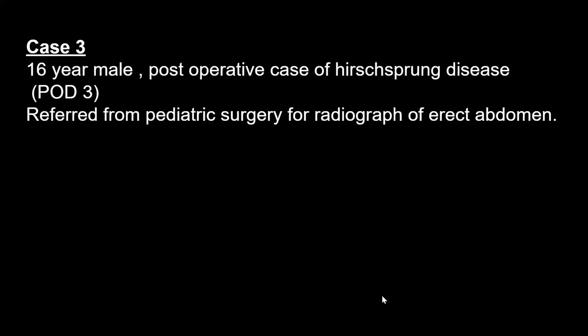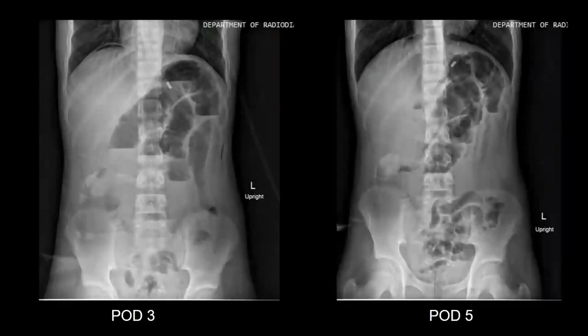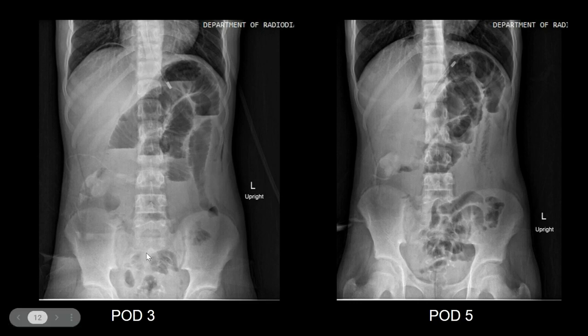Coming to case 3, a 16-year-old male, postoperative case of Hirschsprung disease, POD3, referred from pediatric surgery for radiograph of erect abdomen. Erect abdomen radiograph taken on POD3 shows nasogastric tube in situ, multiple dilated small bowel loops with air fluid levels noted predominantly in the central abdomen and left hypochondriac region, air under bilateral hemidiaphragm with partial air in pelvis indicating air in large bowel, radiodensity in right paraumbilical region and iliac region corresponding to colostomy site.